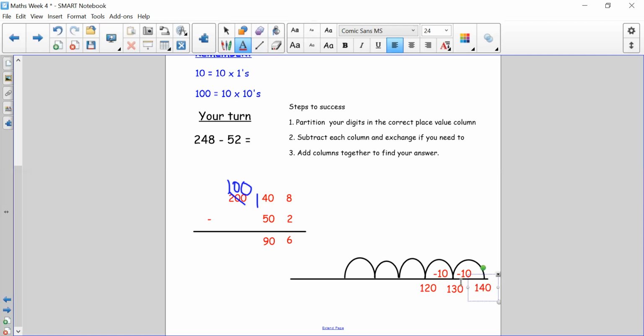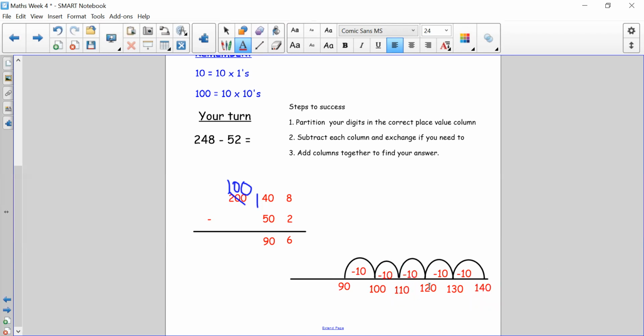So we've done 1 jump, 2 jumps of 10. We need to do 3 more jumps of 10, so minus another 10 gives us 110. Okay, subtract another 10 gives us 100. Well done. And we're going to subtract another jump of 10. So 100 take away 10 is going to be 90. Okay. You could just count backwards in tens if you wanted to. It's entirely up to you which method you feel confident using.